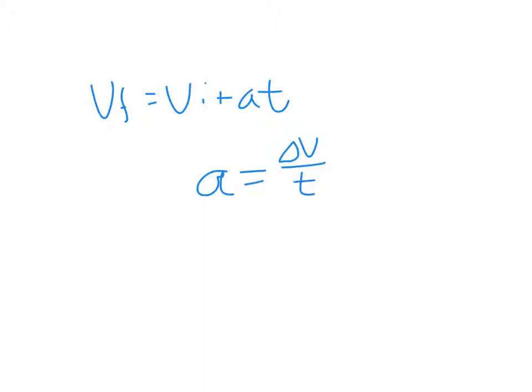The first equation really doesn't need any derivation, so v final equals v initial plus at. That was just, again, acceleration equals delta v over t, which equals v final minus v initial over t, rearranged. So there's nothing to derive for the first equation. Our second equation, delta x equals 1/2 a t squared plus v initial delta t.